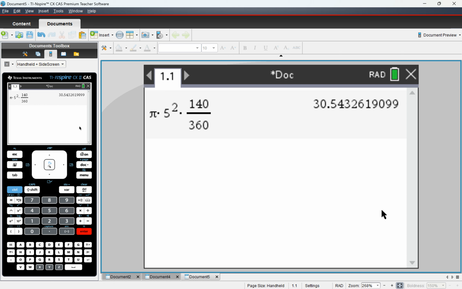Hands up if you got 30.5432 on your calculator. Good. It means you entered it correctly. Because as small as it sounds, a lot of students get this step wrong. So they do the working out correct and they get this final step wrong.